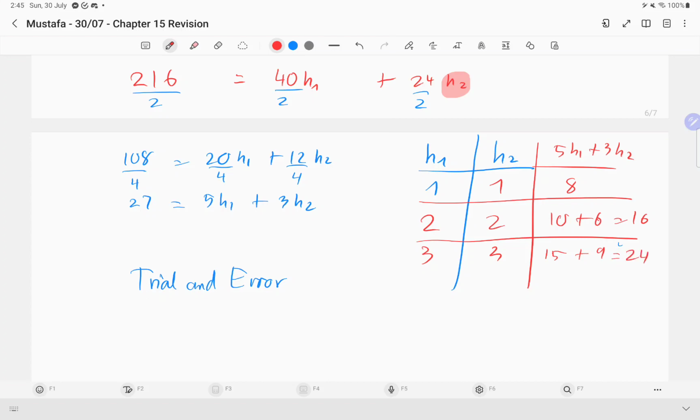What do you think is the final pair then? So far, if H1 is 3 and H2 is 3, you get 24. We want 27. What are the two numbers? We need 3 more. How do we get 3 more? You can do 4 for the first one. Actually, no, you can't do 4. Do 5, that'll be 25. And the other one is 3 times H2. No. Remember, from 24 to 27, you need just 3 more.